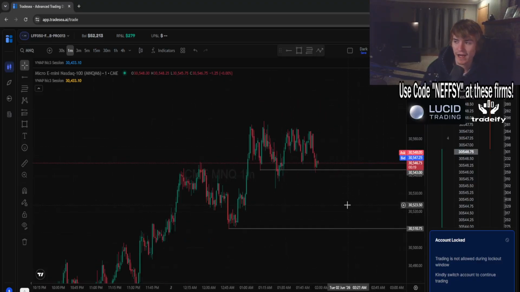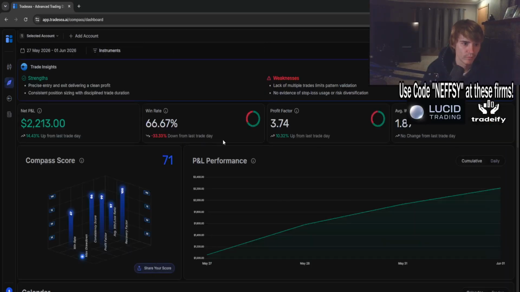So, like I said, on my funded accounts right now, I think I have a 66% win rate. On this account that is 1 day from a payout, I have a 66% win rate. My average win to loss is 1 to 2. My profit factor is 3.74. I lose 400 or make 755. Precise entries and exit delivery and clean profit. Consistent position sizing with disciplined trade duration.